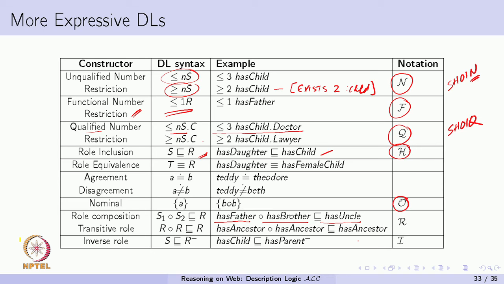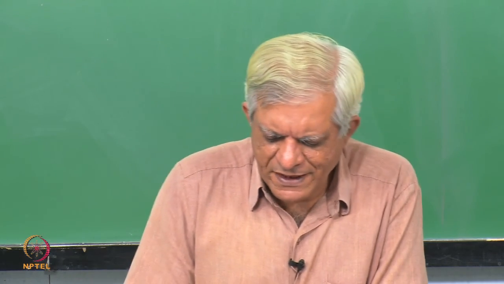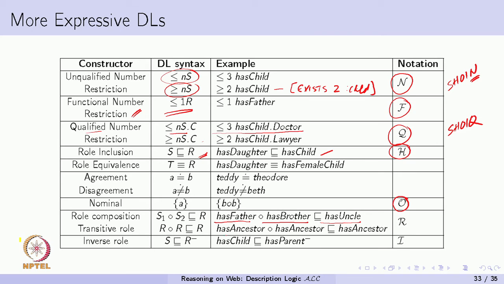When we try to define aunt, we try to say that you have a sibling who is a parent essentially. Here we are saying an uncle is somebody. You can define the role uncle by composing the role has father and has brother essentially. And we can talk about transitive roles. So, for example, has ancestor composed with has ancestor will give you another role, which is has ancestor. If you do that, you have to apply the label R, which is for role composition, and there is a language called SROIQ. Is that correct? Yes, sir. Okay.